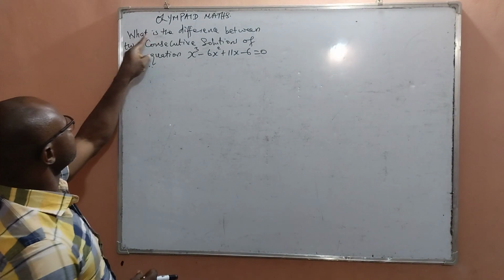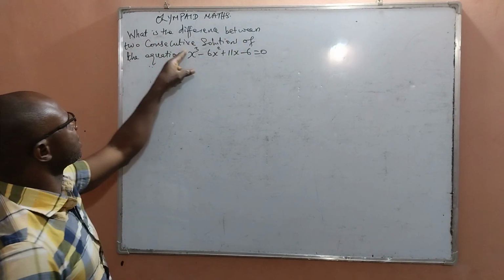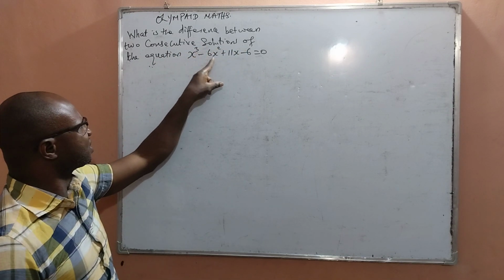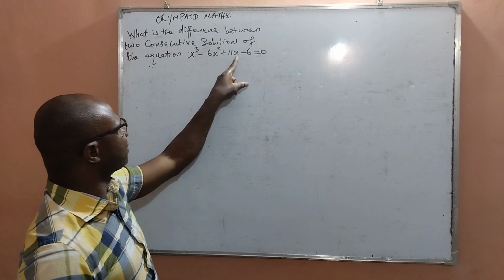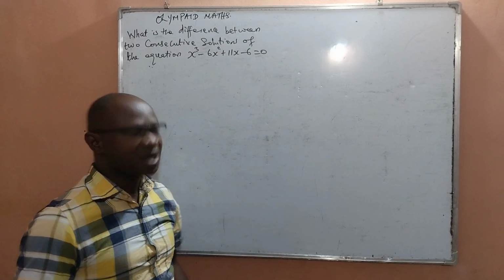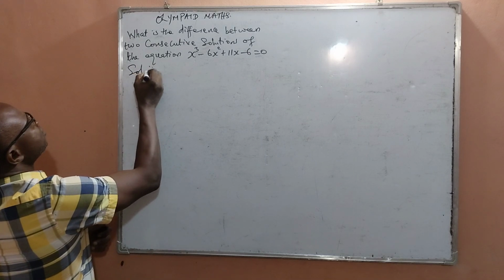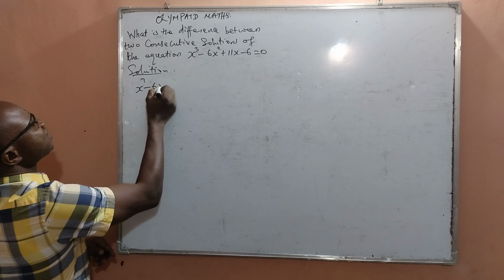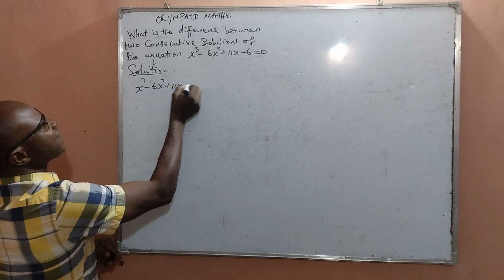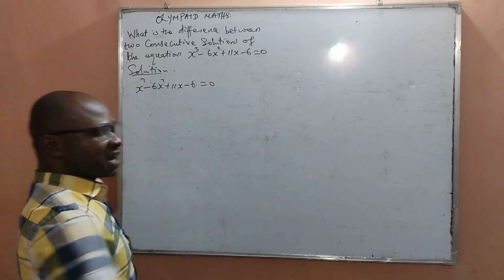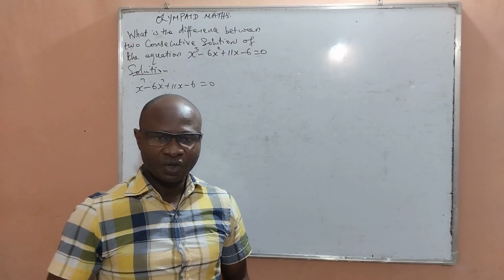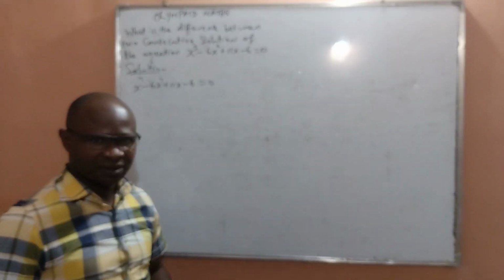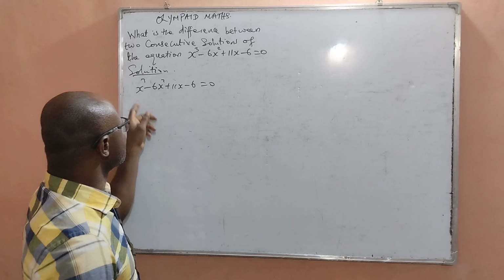What is the difference between two consecutive solutions of the equation x raised to the power 3 minus 6x raised to the power 2 plus 11x minus 6 equal to 0? In solving this question, x raised to the power 3 minus 6x squared plus 11x minus 6 equal to 0, please look at this question, it is a polynomial function. So what we are going to do first is to factorize the polynomial. From factorizing it, we now get the values of x.